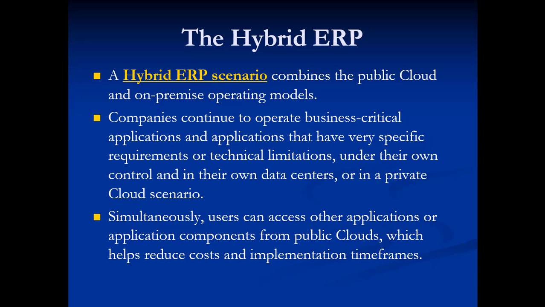So finally, look at the hybrid ERP system. The hybrid ERP scenario combines the public cloud and on-premises operating model. So in the hybrid scenario, you can see we are going to use a combination of cloud as well as in-house servers. Now, for example, companies continue to operate business critical applications and applications that have very specific requirements and technical limitations under their own control by keeping all this data within the in-house servers rather than bringing them into the cloud scenario.